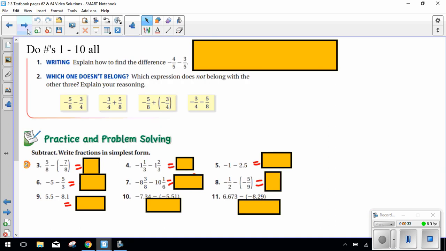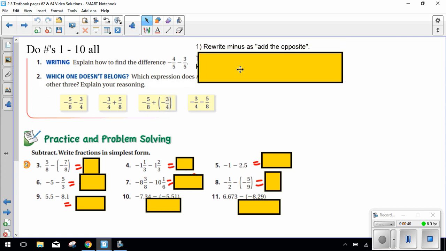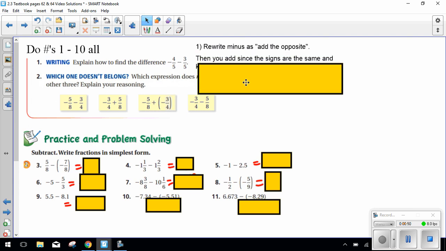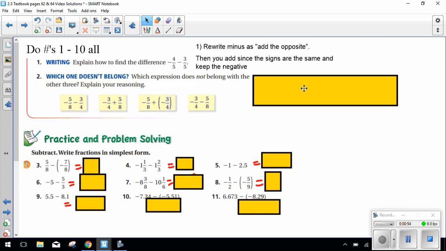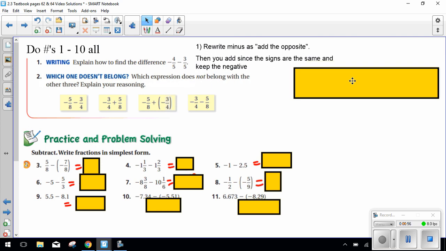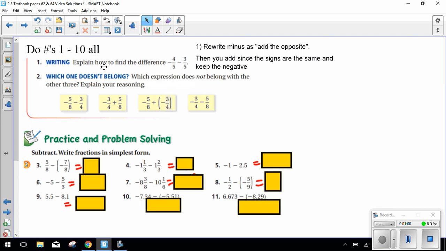So we're going to start with numbers 1 through 10. Number 1 asks us to explain how we find the difference between -4/5 minus -3/5. So the solution is we're going to rewrite the minus sign as add the opposite. Then you add the signs since they are the same and you keep the negative. Okay, it asks us to explain the problem, not to solve the problem. Okay, explain.